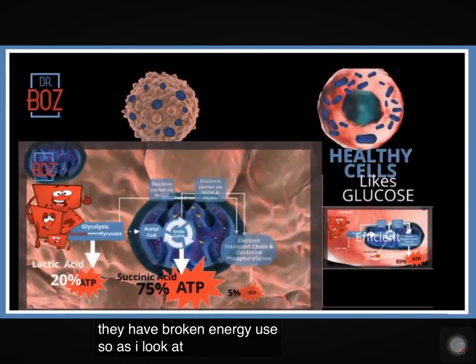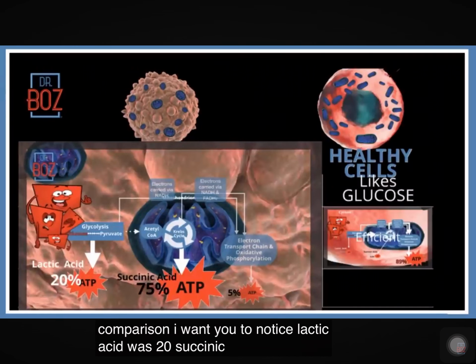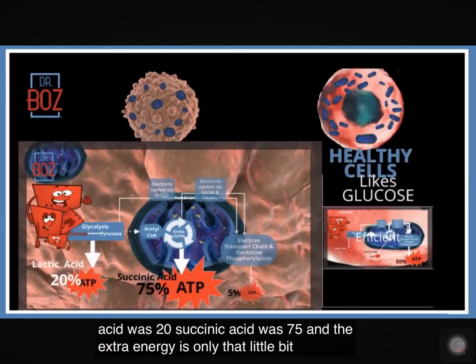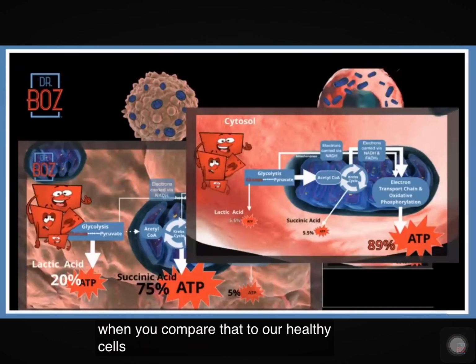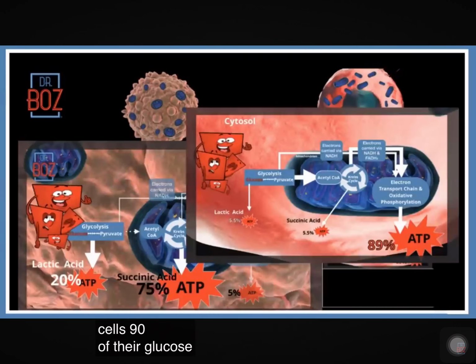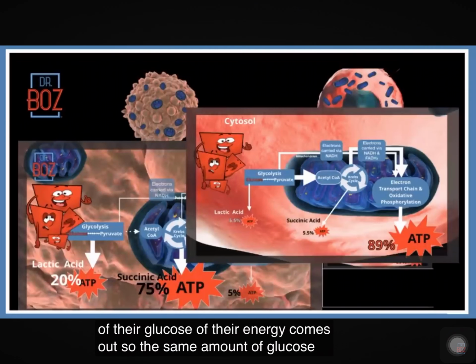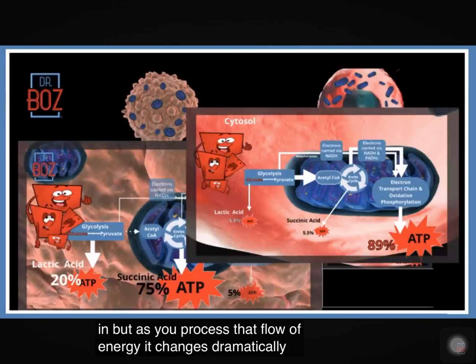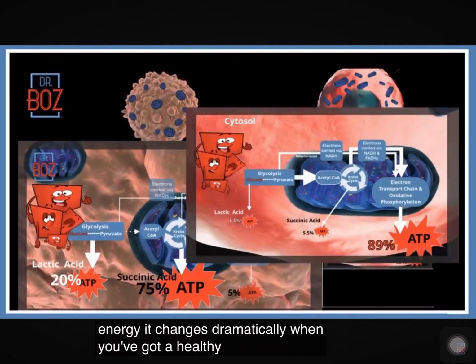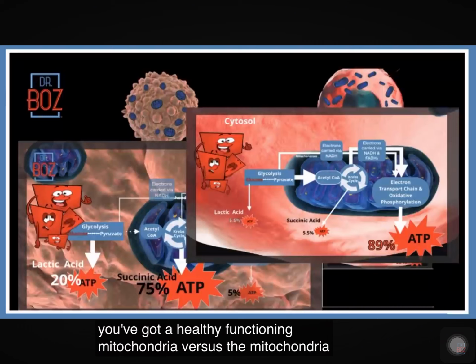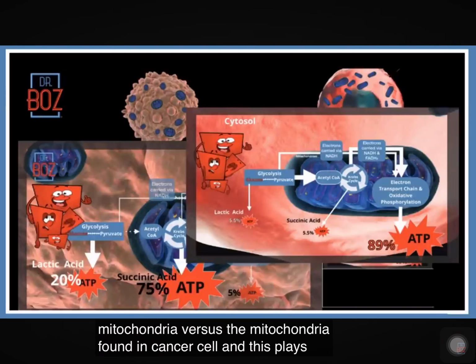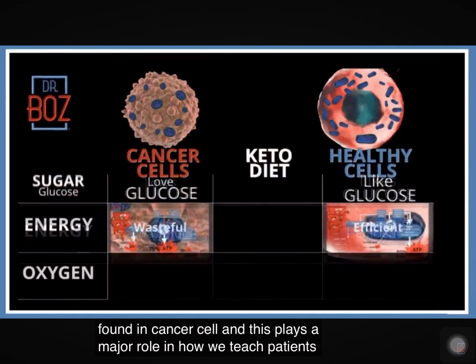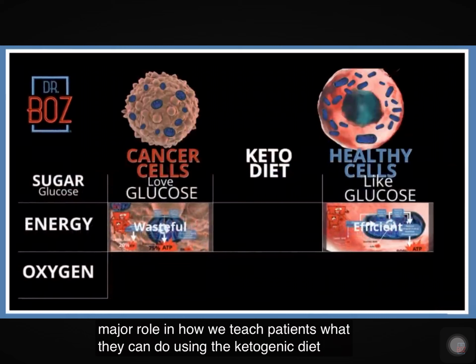So as I look at just a quick comparison, I want you to notice lactic acid was 20%, succinic acid was 75%, and the extra energy is only that little bit. When you compare that to our healthy cells, 90% of their glucose, of their energy comes out. So the same amount of glucose can go in, but as you process that flow of energy, it changes dramatically when you've got a healthy, functioning mitochondria versus the mitochondria found in cancer cells. And this plays a major role in how we teach patients what they can do using the ketogenic diet for cancer.